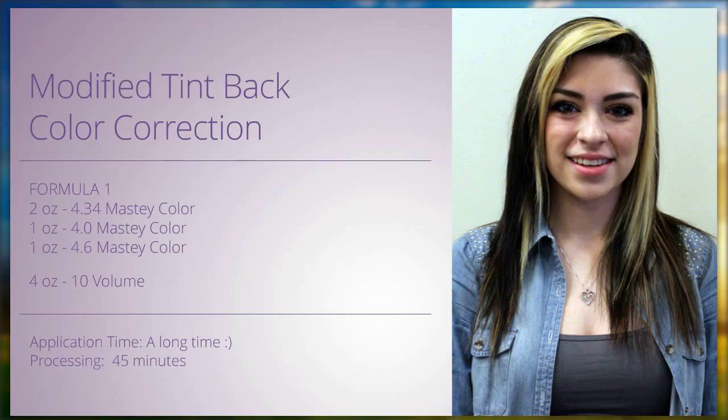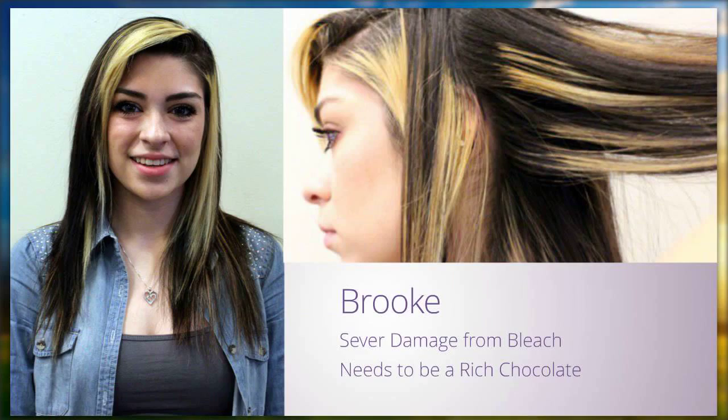Processing time was still only 45 minutes, but we needed to make sure that the application was perfect. When you have situations like this, I'm going to step back here. As you can see, she's got a lot of things going on here. Not only does she have a lot of regrowth, but when the stylist that put these streaks in her hair put them in, she missed a lot of places and put it in a lot of places. And so making sure that there's proper coverage on your tint backs is going to be super important.